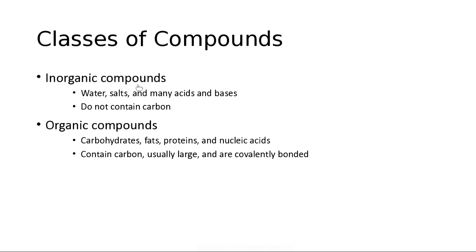Okay, we classify compounds into inorganic and organic. Inorganic: water, salts, acids, bases. They don't contain carbon except for carbon monoxide and carbon dioxide, which are considered to be inorganic because they don't have to be made in an organic system, in a living system. Organic compounds: carbohydrates, fats, proteins, nucleic acids, they all contain carbon, large, and they're covalently bonded.